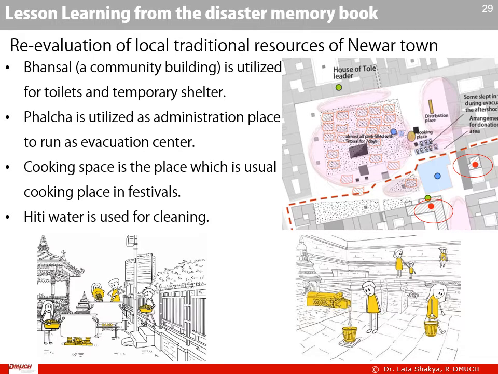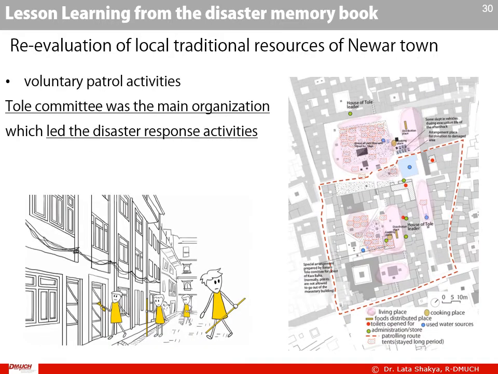Hongsal, a community building in the courtyard, was utilized for toilets and temporary shelter. Phalsa was utilized as an administration place to run the evacuation center. The cooking space is the space which is the usual cooking place in festivals. Heated water was used for cleaning. Since there was anxiety about theft at night, voluntary patrol activities were organized and operated by the toll committee. During the evacuation time, the toll committee was the main organization which led the disaster response activities.